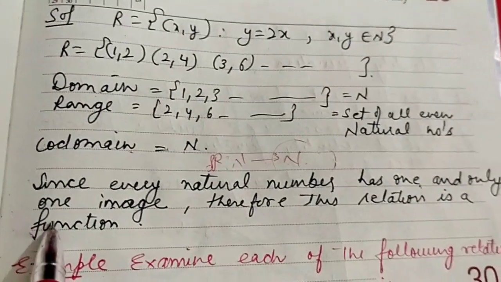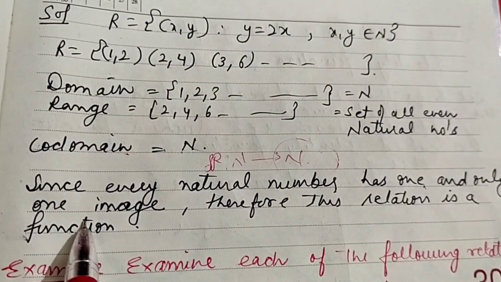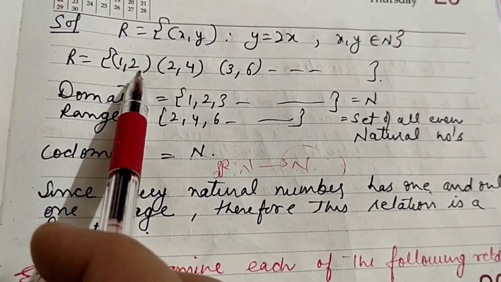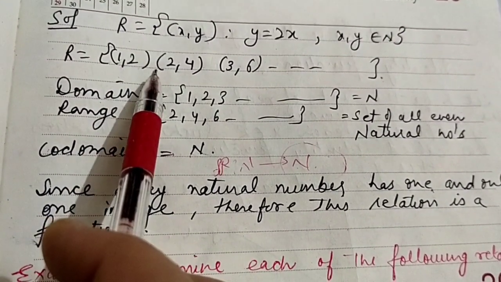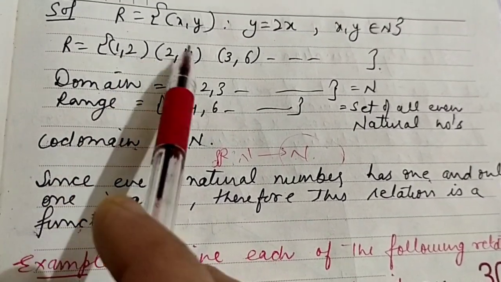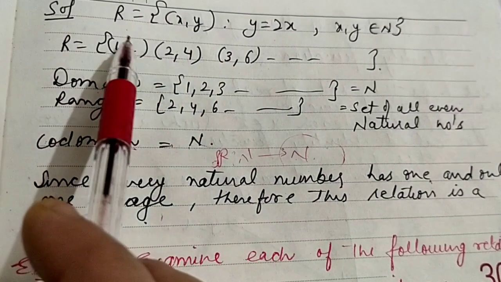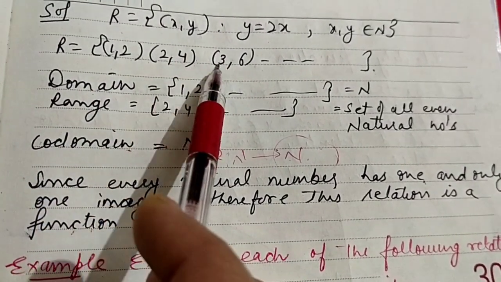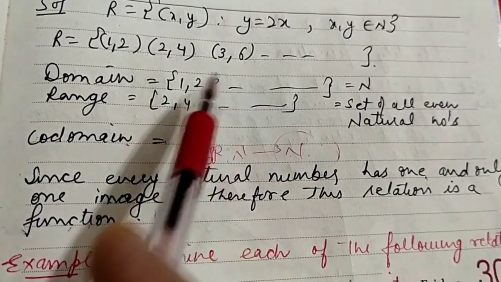Now you have to check whether this relation is a function, as every element has a unique image in the set of natural numbers. So it is a function, meaning every natural number has a unique image. Image of 1 is 2, image of 2 is 4, image of 3 is 6.